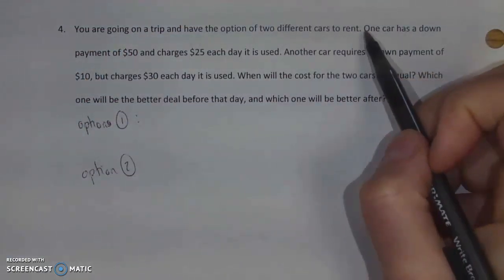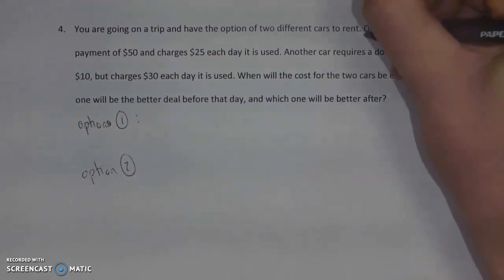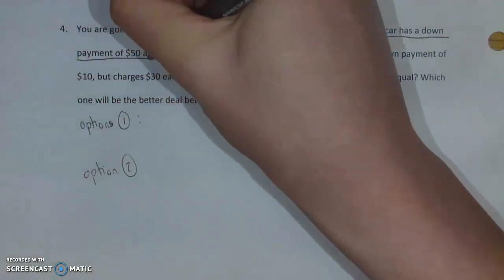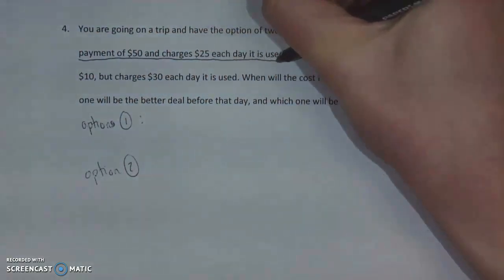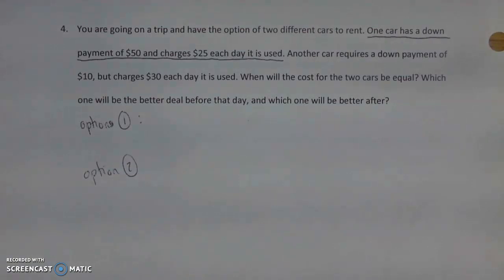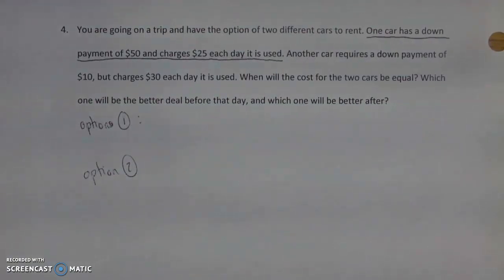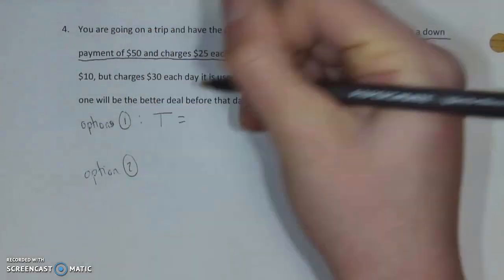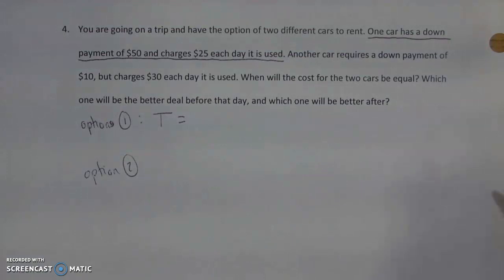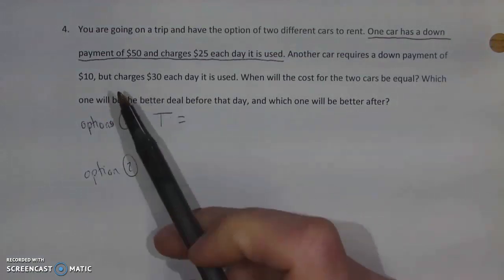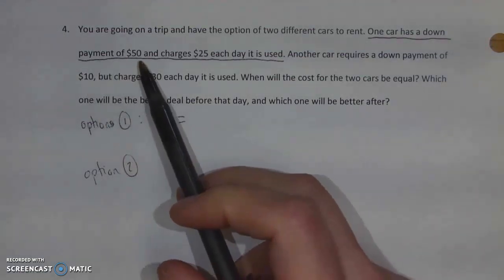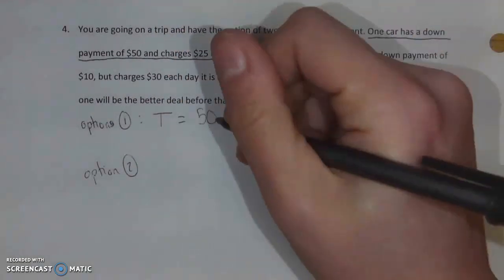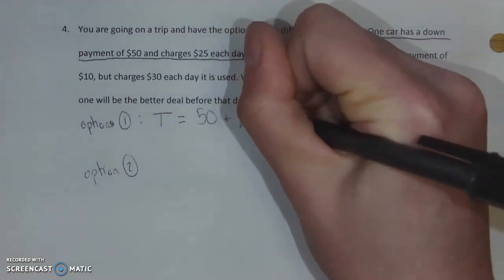So when I'm doing this, I split it into my two options in the word problem itself, and I like to just underline it so I know what to focus on. In option 1, I have a down payment of $50 and a charge of $25 each day. Now what that tells me is how much I'm going to spend. Well, I don't know how much I'm going to spend yet, right? Because I don't even know how many days I'm going to be there. But I do know that I would pay $50 one time, so it's a constant, it doesn't get a variable, and I would pay $25 for every day.